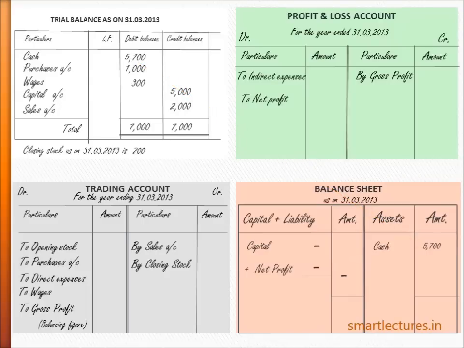Then purchases. It will go to the debit side of trading account. Rupees 1,000. Then wages rupees 300. It will go to the debit side of trading account. So all debit items have gone to the debit side of different formats. Now come to the credit side. Capital is on credit side, rupees 5,000. Where will it go? It will go to the credit side of balance sheet in the inner column. Rupees 5,000. Then sales. It will go to the credit side of trading account. So by sales 2,000.